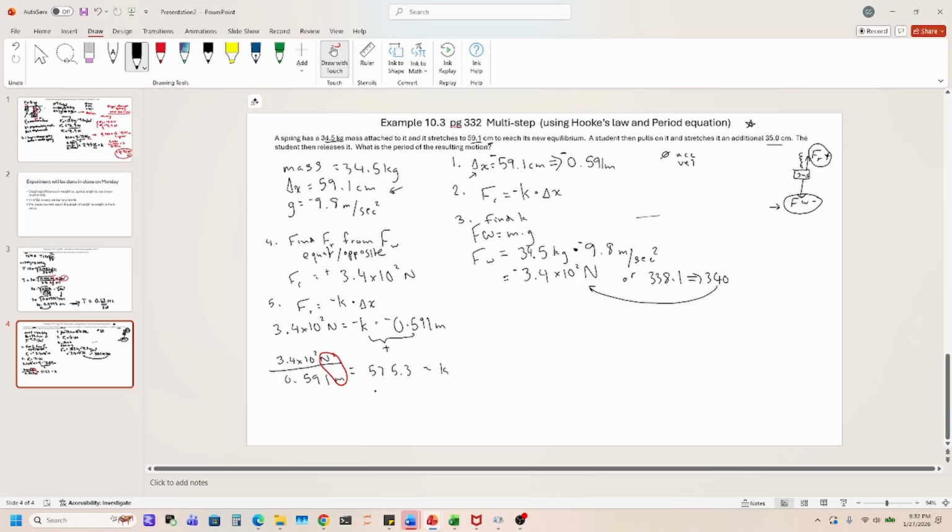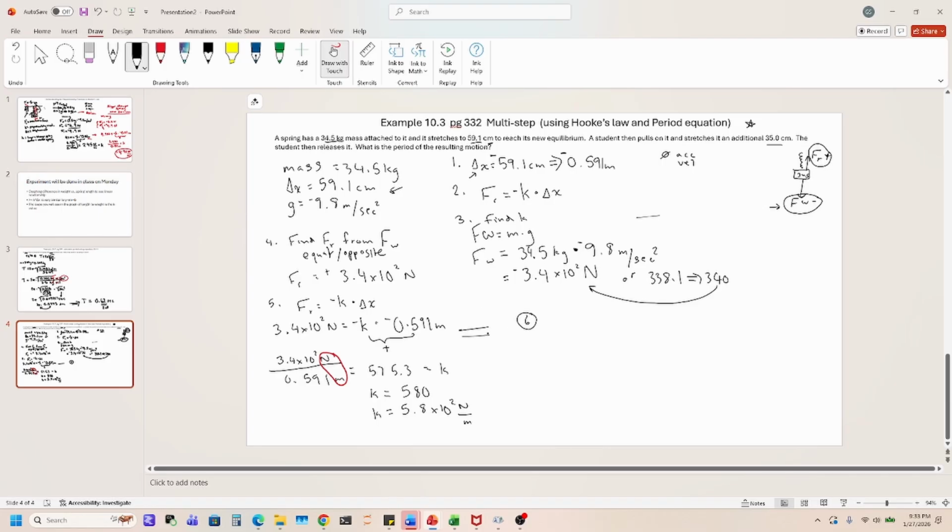But if I want to do my two significant figures, I'm going to have to round. So I could either round it to this, or I could do my scientific notation. We're getting familiar with the scientific notation, so that's probably the best one to use from here on out. So our k value is 5.8 times 10 to the second power newtons per meter. And that's looking good. So let's go to the next step.